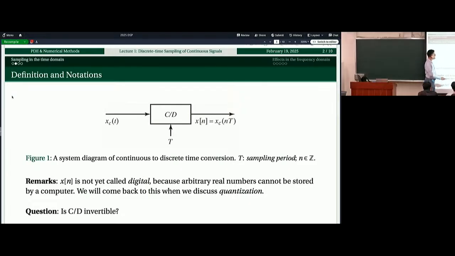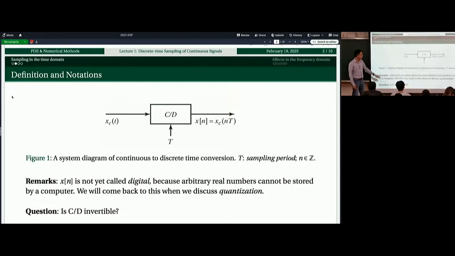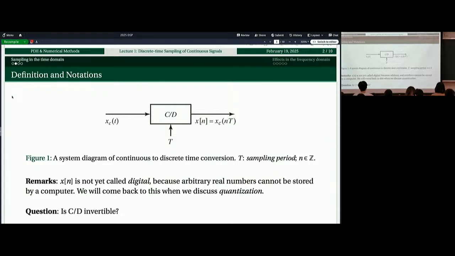The key idea is really just this one equation: x of n equals x sub c of nT. We look at the continuous time signal at nT, where n is 1, 2, 3, 4, 5, and T is a constant. The sampling period is a constant, for example 125 microseconds. So what this equation means is that we will look at our signal.